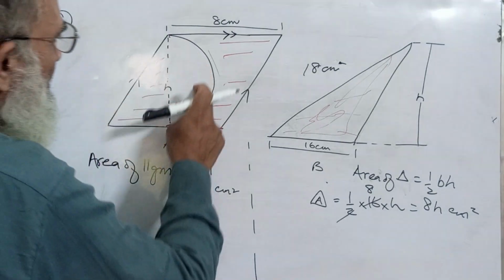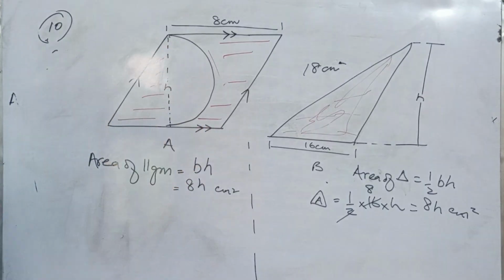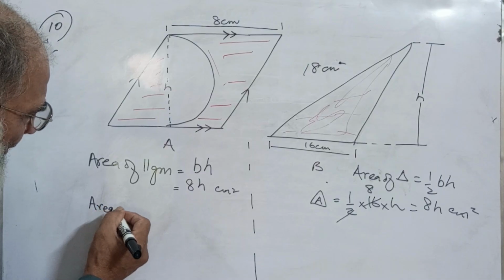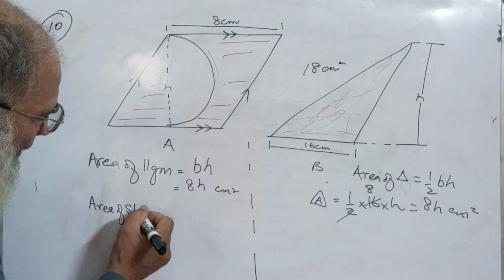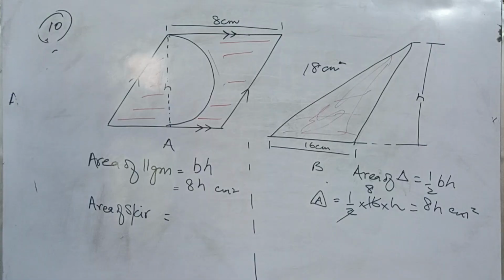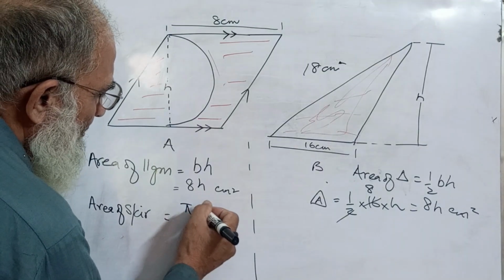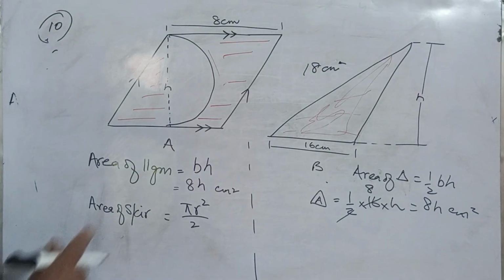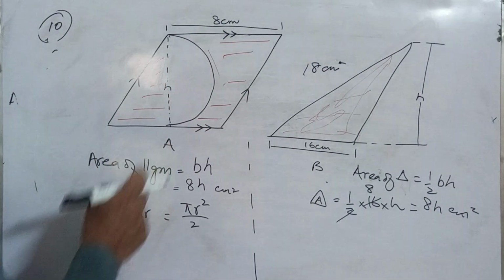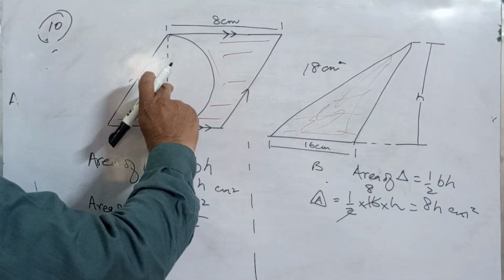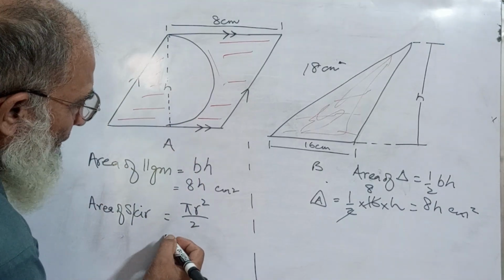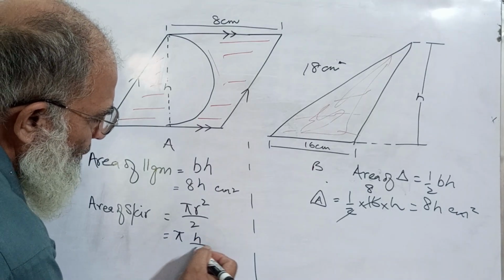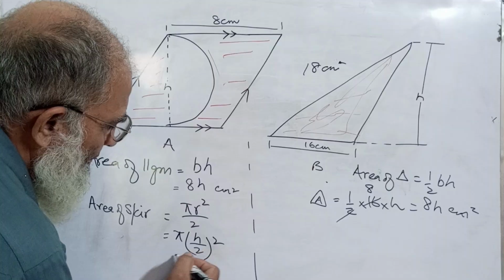Now we'll find the area of this semicircle. The area of semicircle is equal to pi r square divided by 2, because this is a semicircle, and of course the radius is h by 2. So we will be getting this h by 2 the whole square divided by 2.